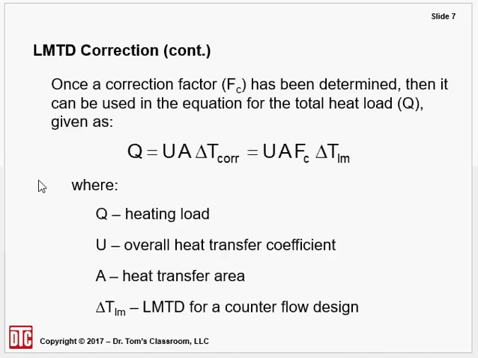Now, once a correction factor F sub C has been determined, then it can be used in the equation for the total heat load Q. Q is UA delta T corrected, where Q is the heating load, U is the overall heat transfer coefficient, which we saw how we actually calculated, but in these problems you're going to be given it. It's too much to have you do that as well as the other part. A is the heat transfer area. Sometimes that's actually asked for. And then, of course, delta T LM is the abbreviation for LMTD for a counterflow design here. So really the second term up there is what we're going to use, UA F sub C that we find times the delta T that we're going to calculate.